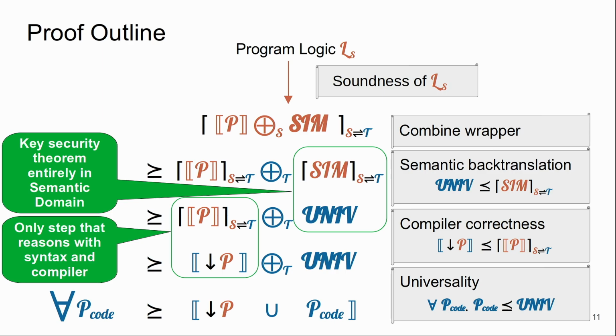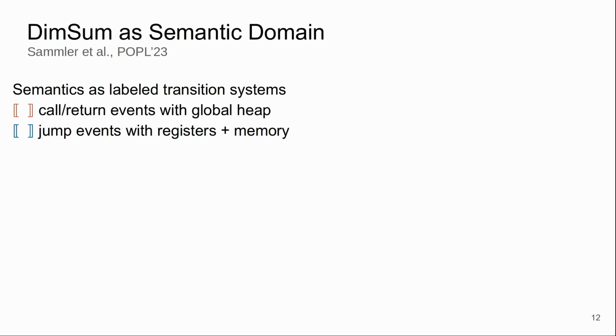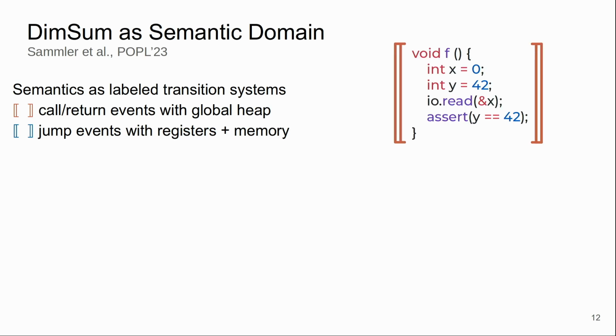We are currently formally doing this proof in the Rocq theorem prover. For that, we work in DimSum, which is a mechanized multi-language semantics framework by Sammler et al. Programs are given a semantics as labeled transition systems with call and return events for the source language and jump events for the target language. This is best explained by an example.